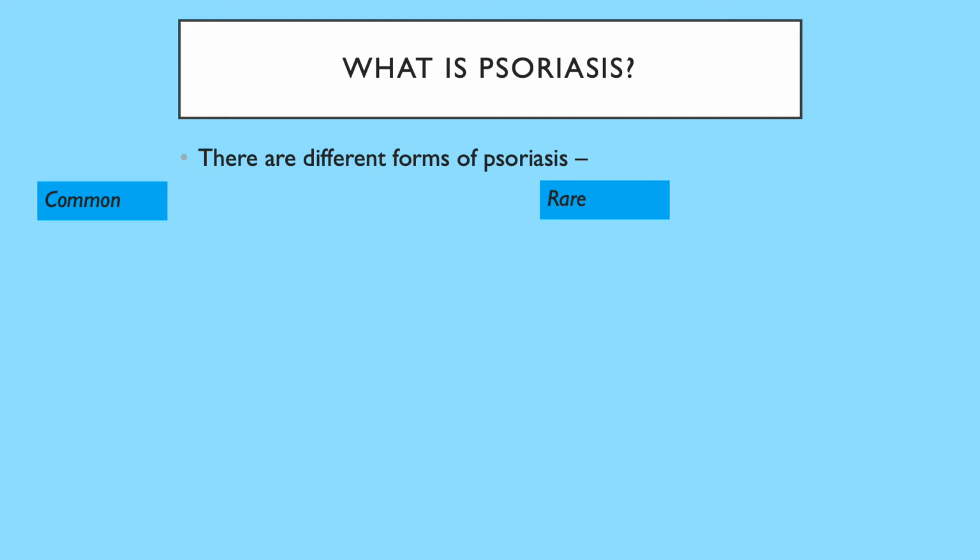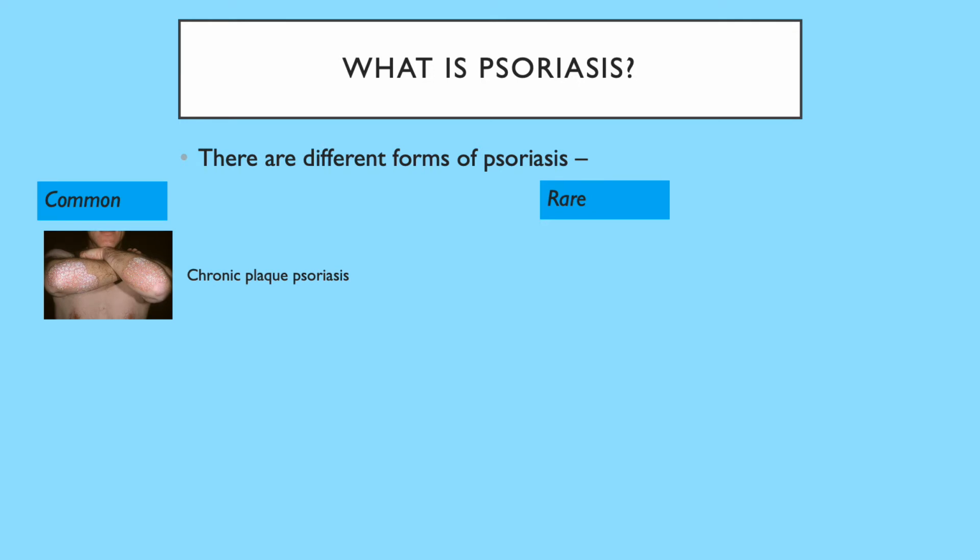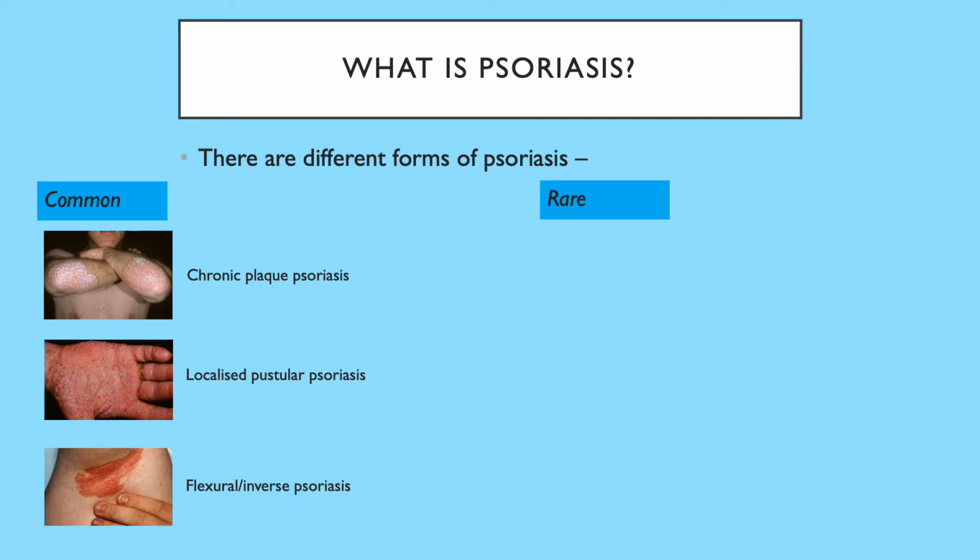There are several different types of psoriasis to be aware of. Chronic plaque psoriasis is the most common form and the one that we will focus on today. It makes up around 90% of cases of psoriasis and causes well-defined red plaques on the body, scalp and face. The second most common form is localized pustular psoriasis, which causes yellow pustules on the palms and soles of the feet. The third most common form is flexural psoriasis, affecting 3 to 7% of people with psoriasis.